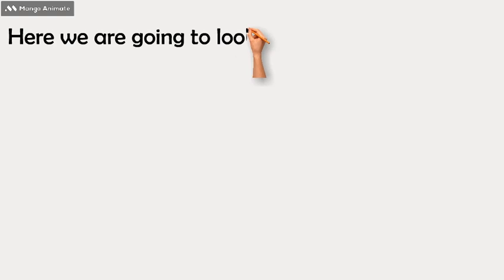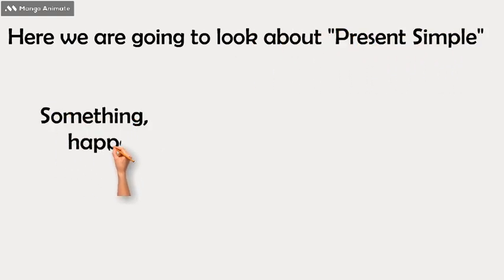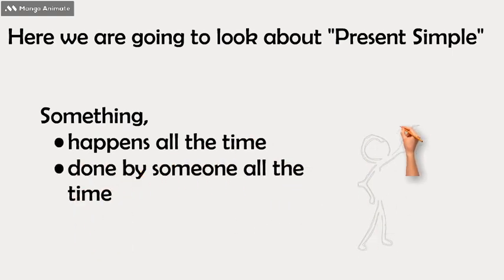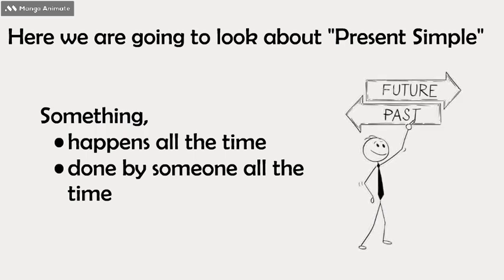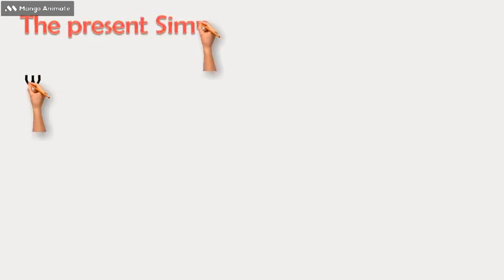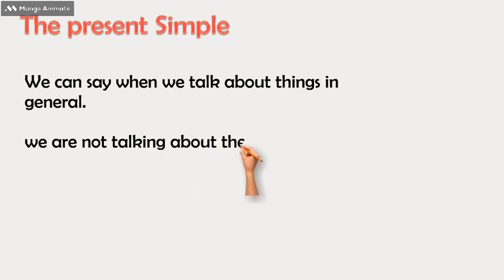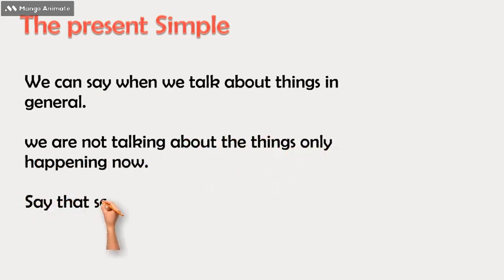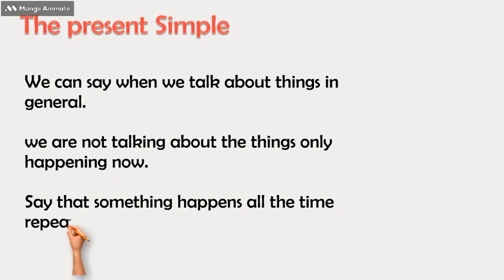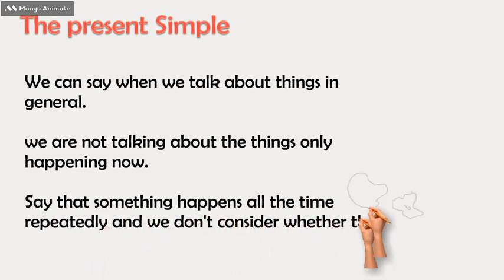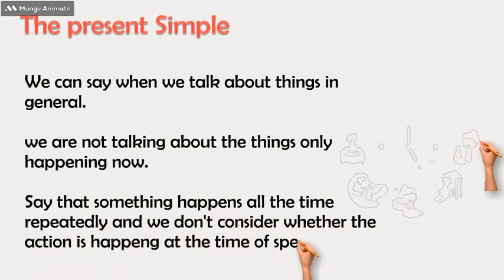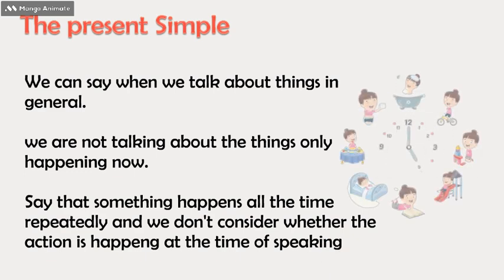Here we are going to look at present simple. Present simple means something happens all the time or is done by someone all the time. Or simply we can say a thing happens in the past, present, and in the future also. We can use present simple when we talk about things in general, and we do not use present simple tense for an action that is only happening now. We can say that something happens all the time repeatedly, and we do not consider whether the action is happening at the time of speaking.